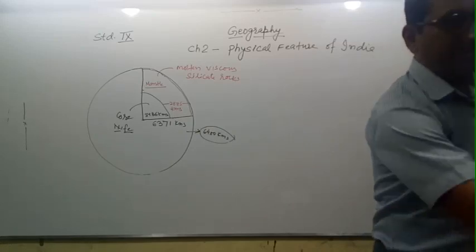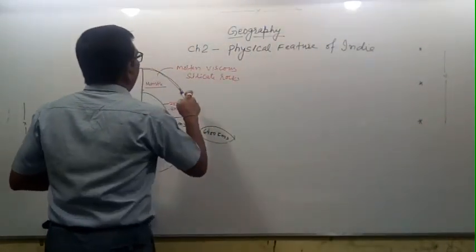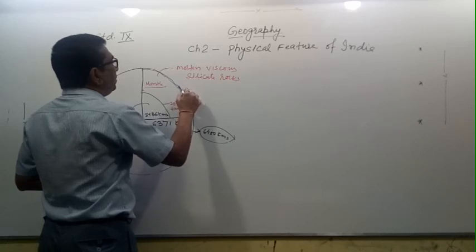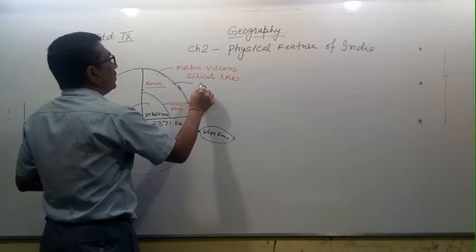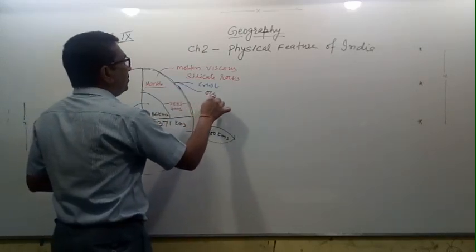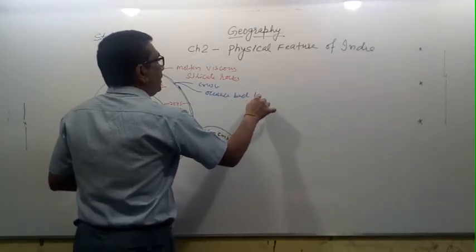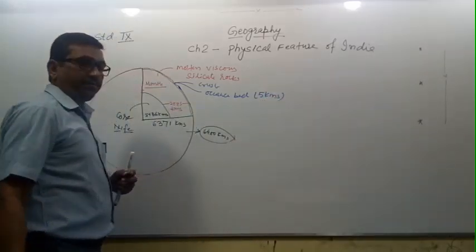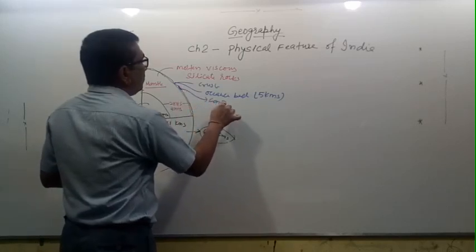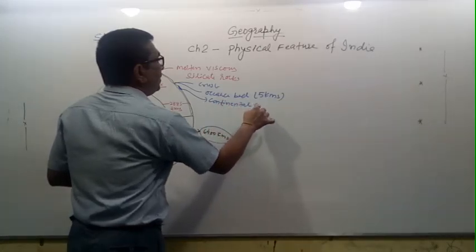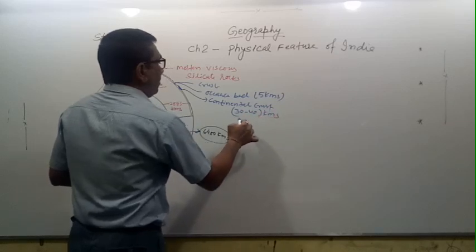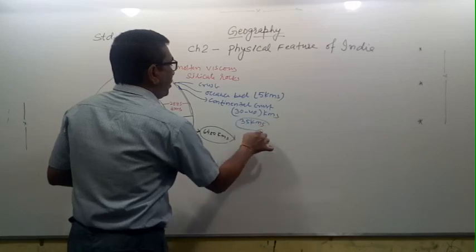The upper portion of the earth is the crust. See the crust, it is thin here and thick here. This is the oceanic bed, here it is approximately 5 kilometers thick, and here what you see is the continental crust. It ranges from 30 to 40 kilometers, but we take the average as 35 kilometers.